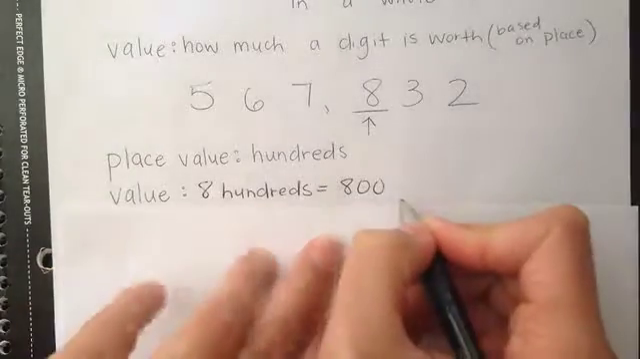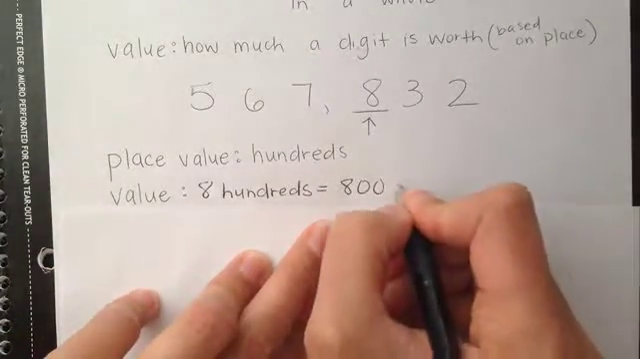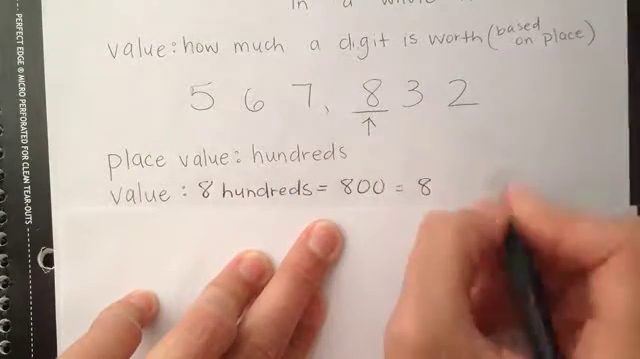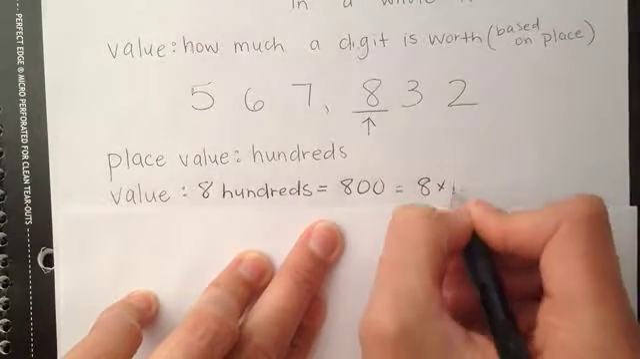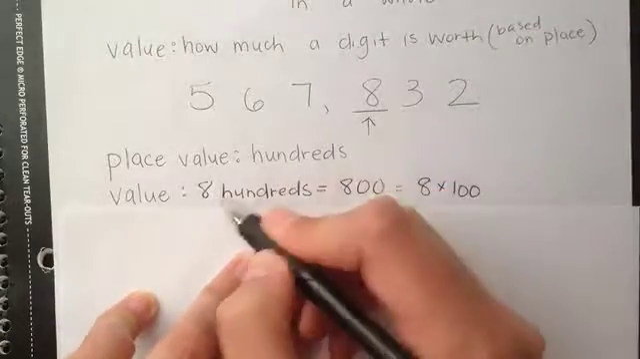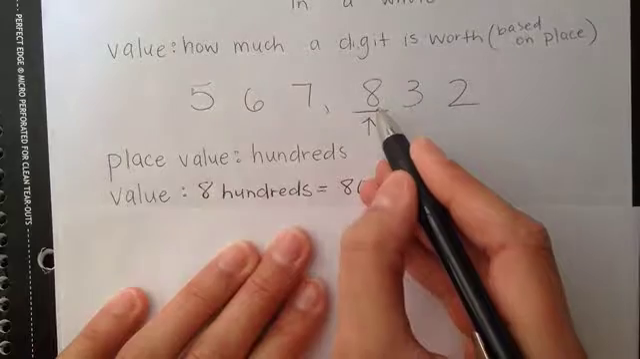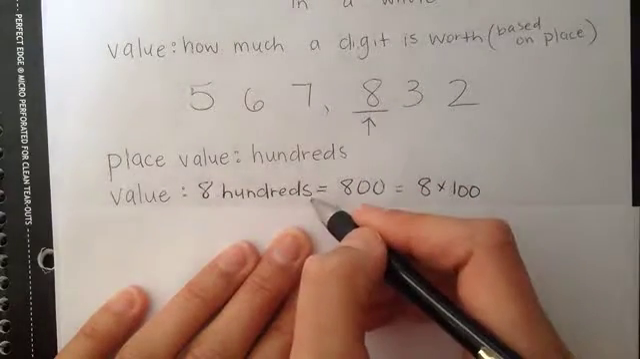We can also think about this as a multiplication equation. So if we thought about it like this, I have 8 hundreds, right? So that would be 8 times 100. So any of these forms would be how your students could display the value of that 8 in that hundreds place.